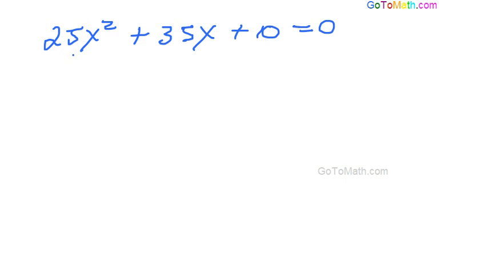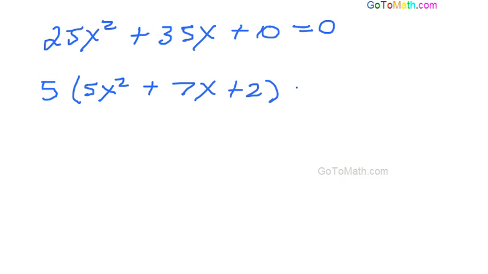Now it looks like there's a number here that we can pull out. And let's see, what could it possibly be? Well, it's not 10. I always look at the smallest number. But it does look like a 5. We can pull a 5 out of here. So let's do that. So this becomes 5x squared plus 7x plus 2. Okay?